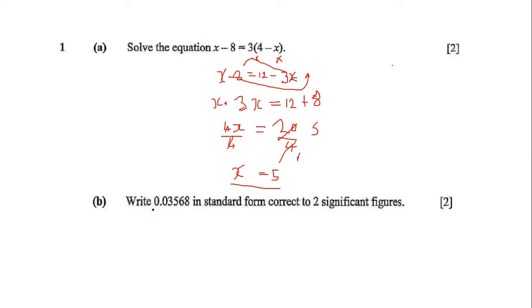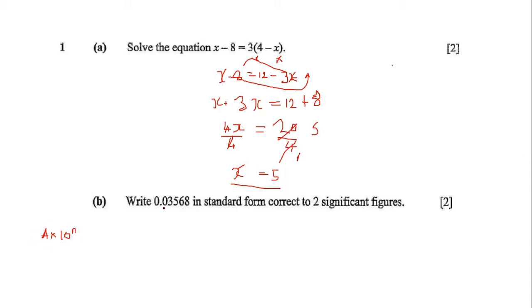All right. Then here they are saying write 0.03568 in standard form correct to two significant figures. So the first thing that you do is you first of all write this in standard form. Now, writing in standard form means that numbers should always be in the form a multiplied by 10 to the power n. This is a rule. Now a is a number, and it should be a single digit number. So the rule is very simple: a should be a single digit number.